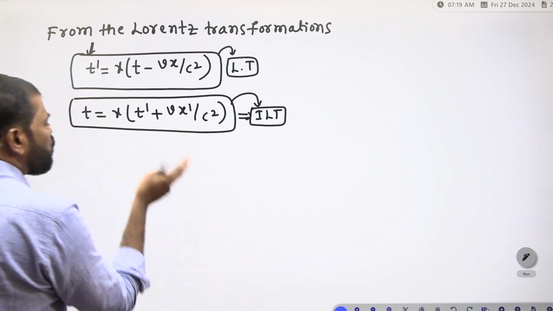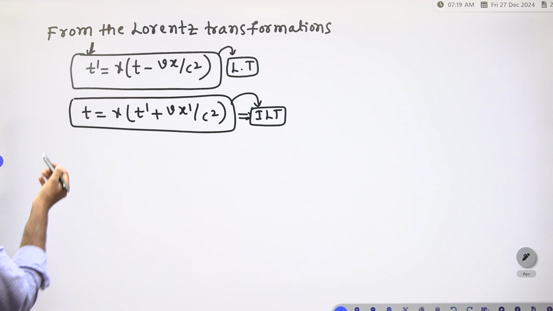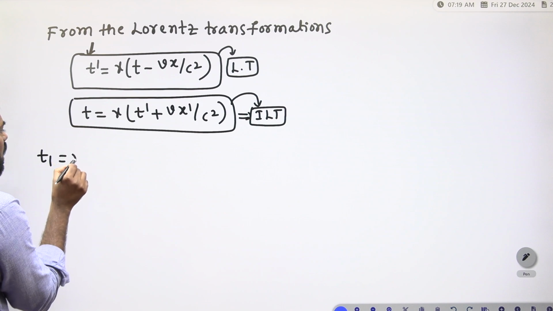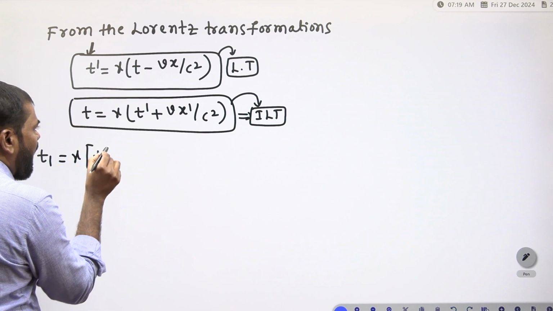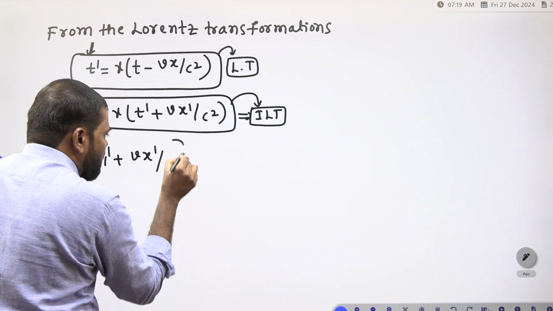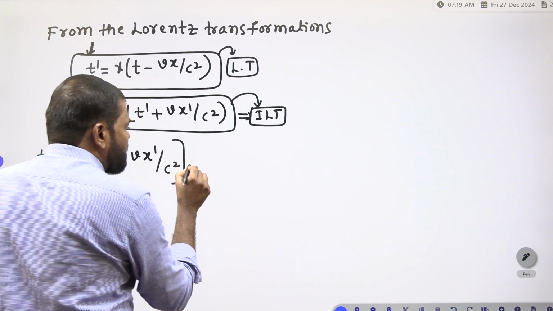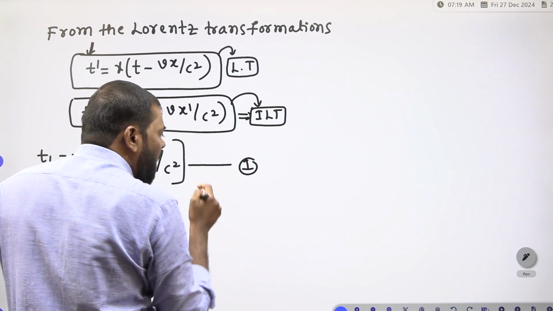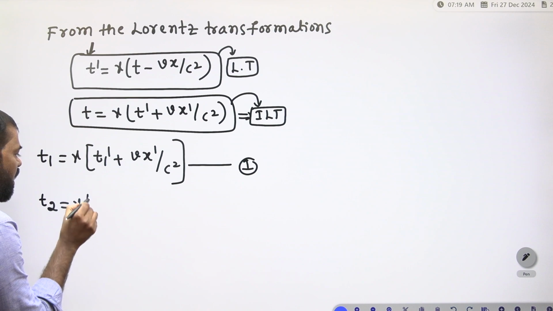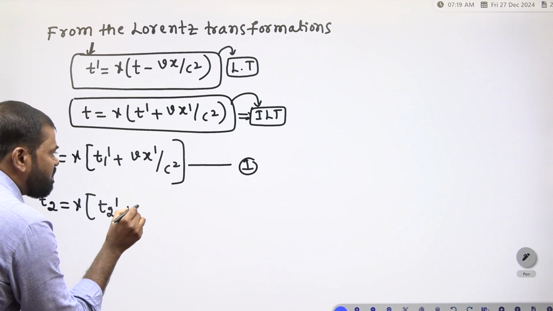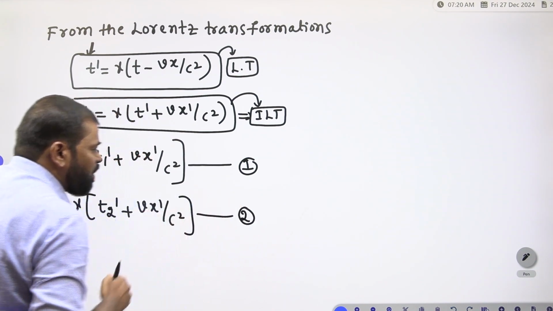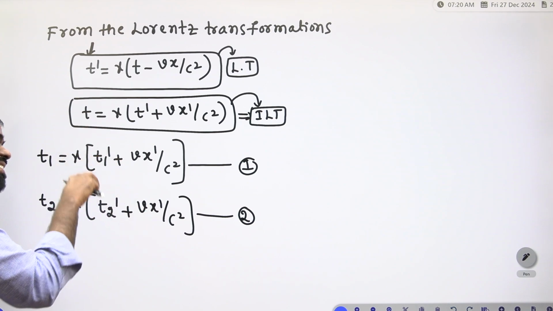From this, we have to apply it to the two events. T1 is equal to gamma into T1 dash plus Vx dash divided by c square. This is equation number 1 for the first event. T2 is equal to gamma into T2 dash plus Vx dash divided by c square. This is equation number 2 for the second event.